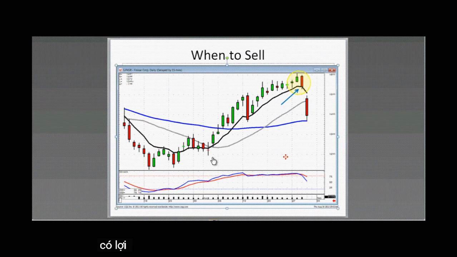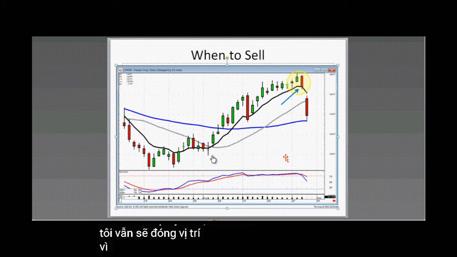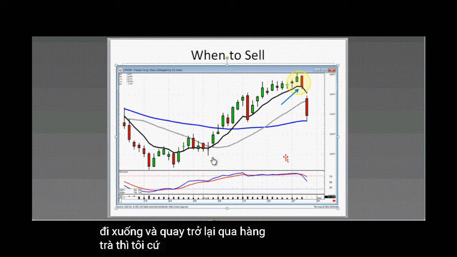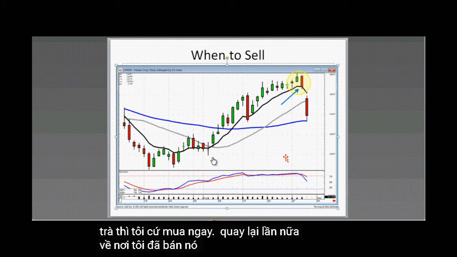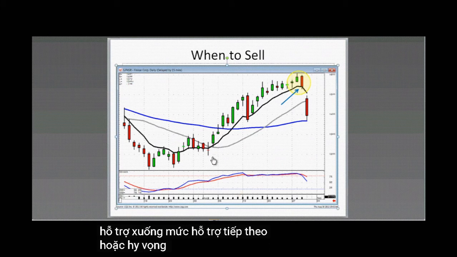On the IOC chart, the stock on a few occasions broke the T-line only to run down to the 50-day moving average. Will you take this into account with some stocks in order to avoid a whipsaw? KB, if I can see that it's breaking through the T-line and probably going back to the 50, I'll still close out the position, because the worst case scenario is if it goes down and comes back up through the T-line, I just buy it right back again about where I sold it, and I didn't carry the risk of thinking it was going to support down at the next support level, or hoping that it was going to support at the next support level.